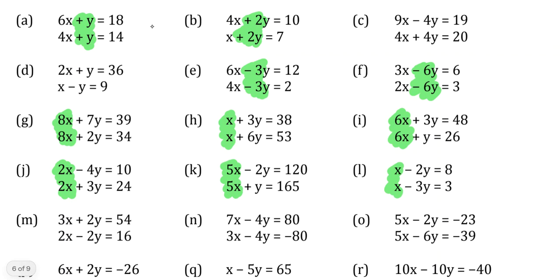This one has to change because you've got y's that are the same number but they're different signs. What about this one? The same. They're staying the same. This one? The same.